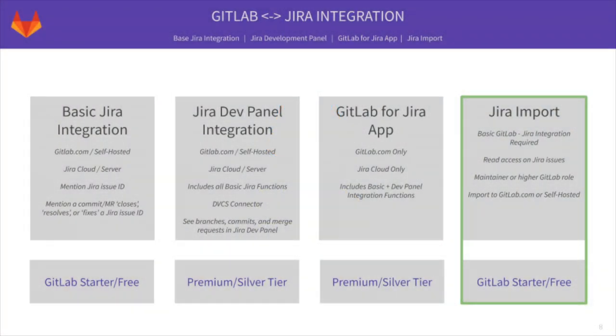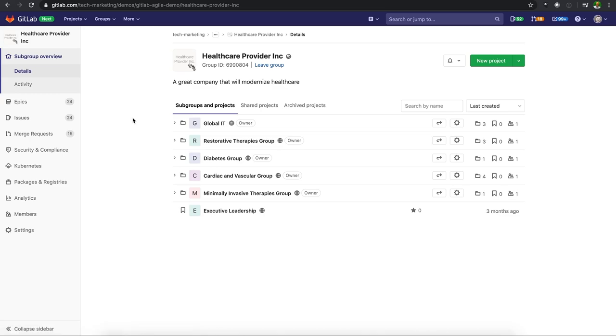Using GitLab Jira Importer, you can import your Jira issues to GitLab.com or to your self-managed GitLab instance. Jira Issues Import is currently in MVC, and we continue to add more mappings as new releases of GitLab come out.